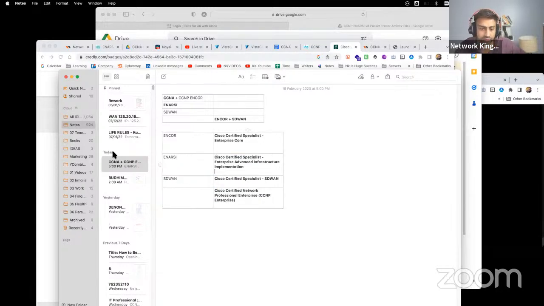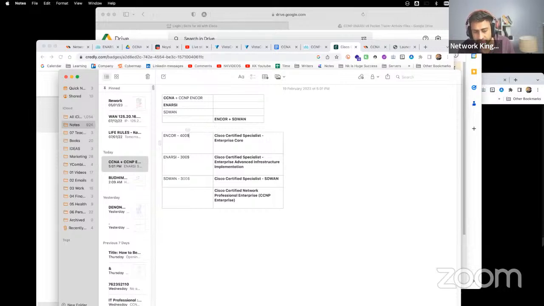So tell me which option you like more, because you can give ENCOR plus ENARSI, or you can go for ENCOR SD-WAN. Obviously, SD-WAN is a hot topic in the industry today. The exam cost is the same: if you give the ENARSI exam, I think it's $300. The SD-WAN exam is also $300. This is the exam cost, and the core fee is a little high, it's $400. It's a bit of an investment, but trust me, this is going to be the life changer.